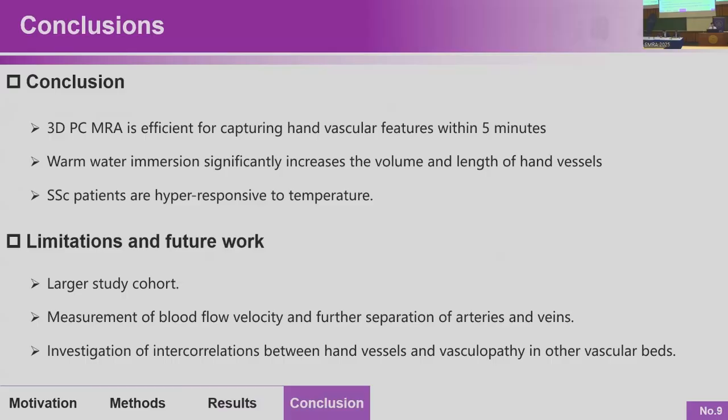In the future, we're going to perform more exploratory analysis about the intercorrelations between the hand vessels and vasculopathy of other vascular beds and other clinical outcomes.